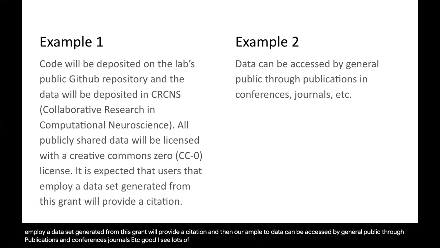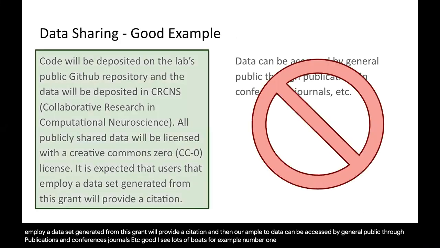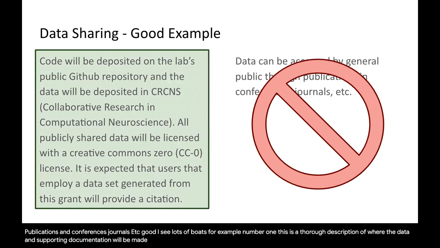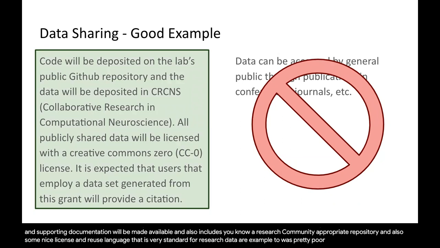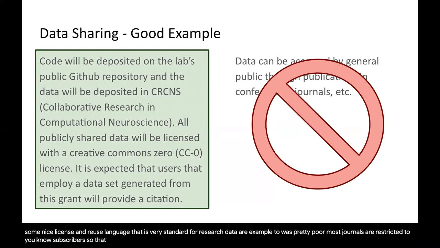Good, I see lots of votes for example number 1. This is a thorough description of where the data and supporting documentation will be made available. And also includes a research community appropriate repository, and also some nice license and reuse language that is very standard for research data. Our example 2 was pretty poor. Most journals are restricted to subscribers, so that supplementary material is certainly not available to everyone. Remember that even if you're publishing an article, that does not mean data sharing.